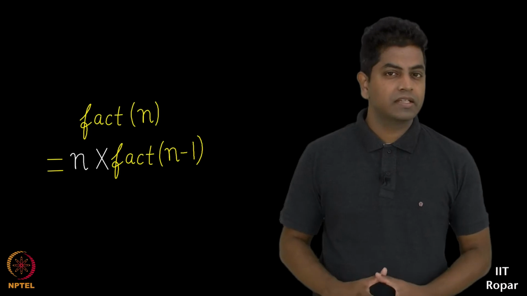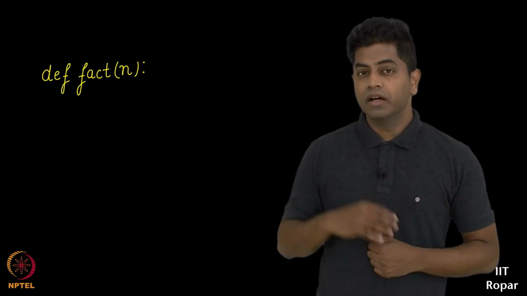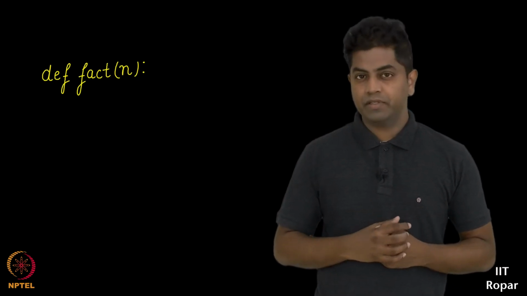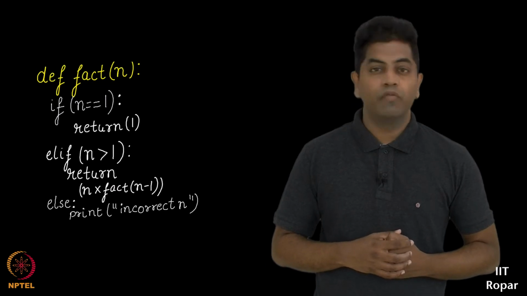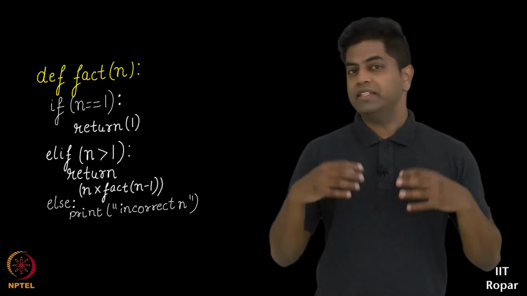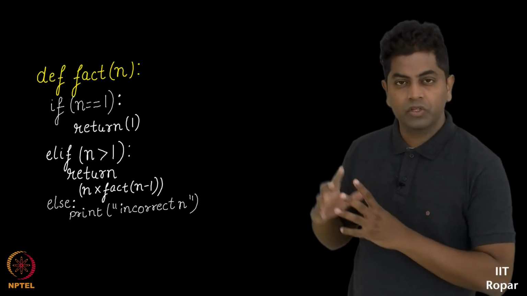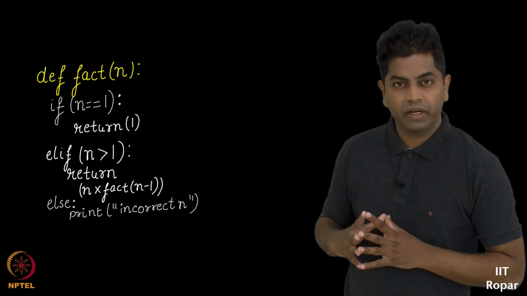So how about this? I define fact function, and then all that I do is return n times fact of n minus 1 whenever n is greater than 1. If n is equal to 1, I simply return 1, and that's what this program is doing. Now wait a minute.